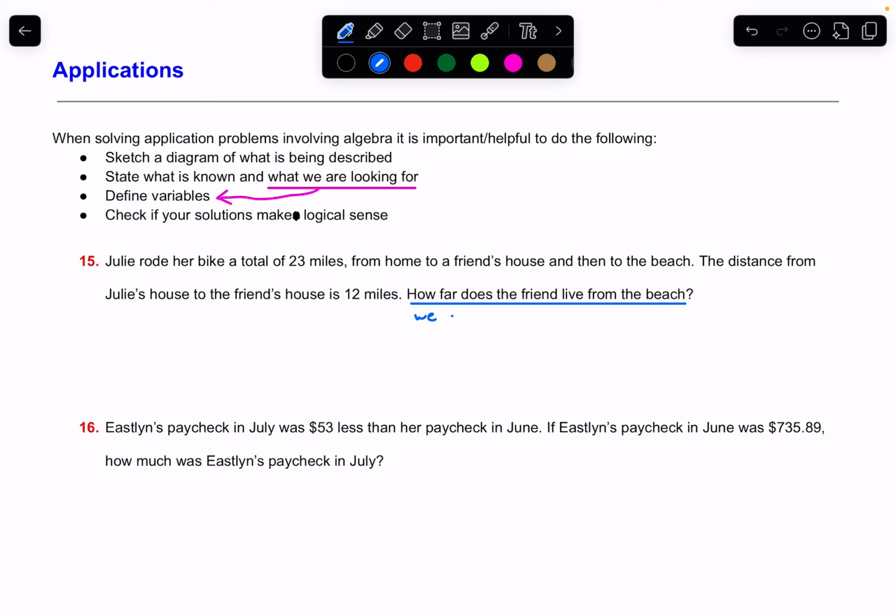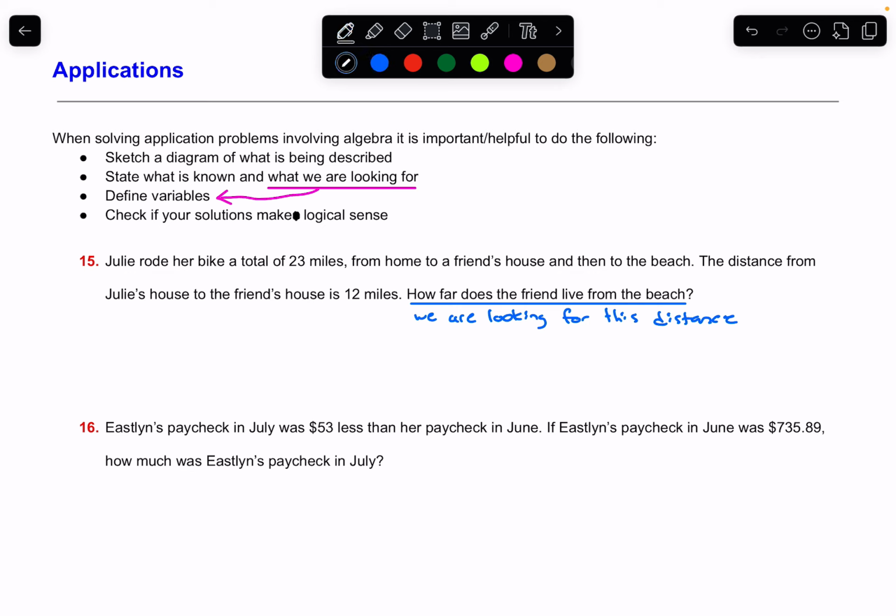Okay, we are looking for this distance. So what we're trying to do is we are trying to find out how far this friend lives from the beach. So as we draw our picture, that is what we're going to label with our variable. So we're going to go ahead and make a little sketch.